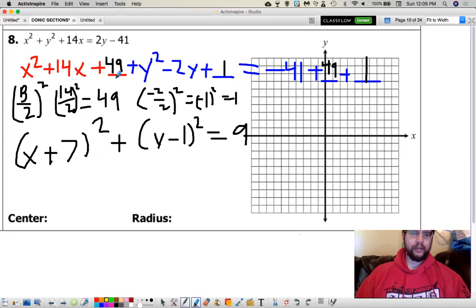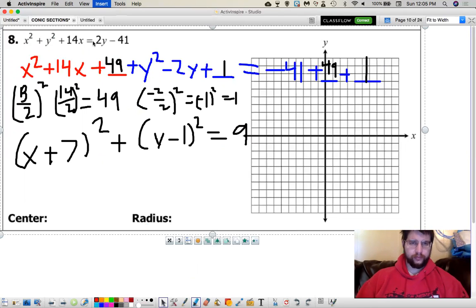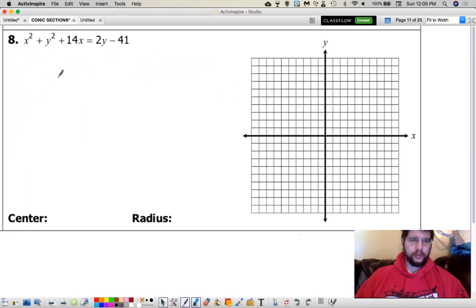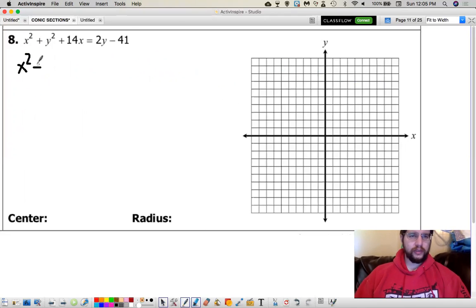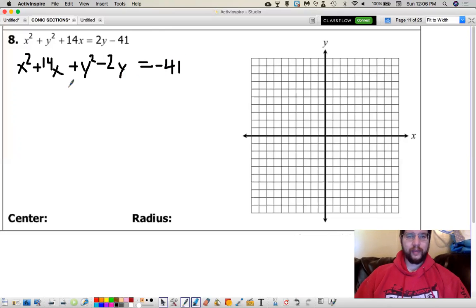First, I would suggest getting everything to the left side. So I'm going to do this again, but with a shortcut. So first thing I'm going to write x squared plus 14x, pretty much the same first step, plus y squared minus 2y equals negative 41. So I need to make sure it's arranged properly. My x's and my y's on the left, constant on the right. Then I'm just going to write down my center.